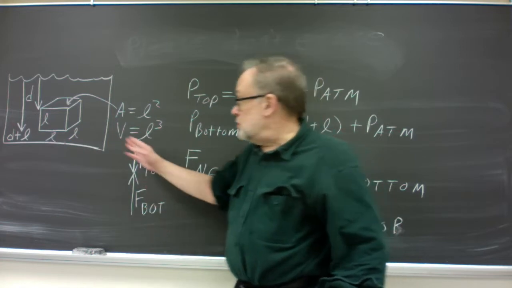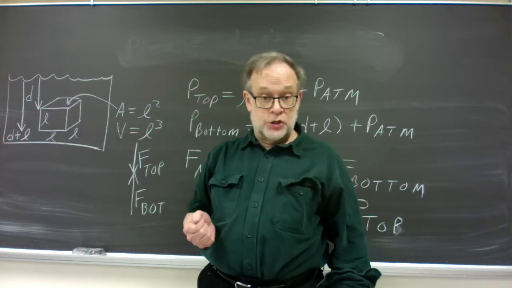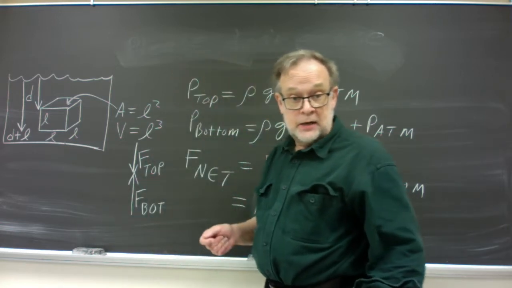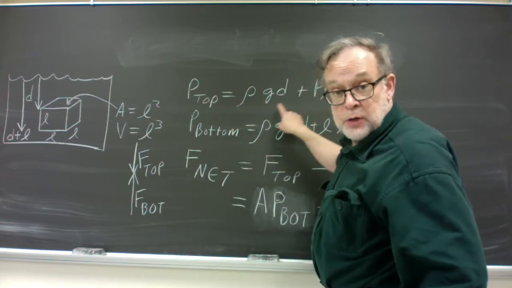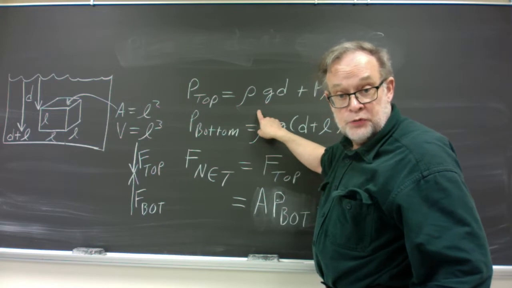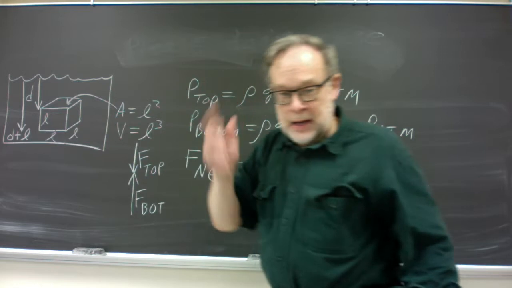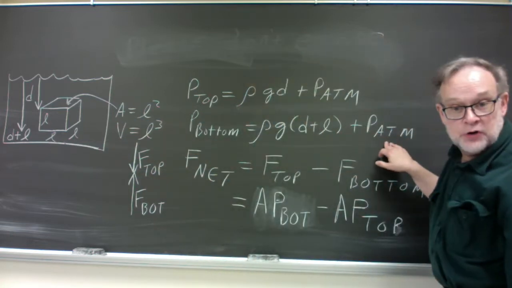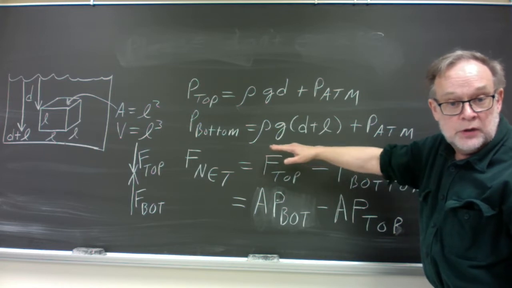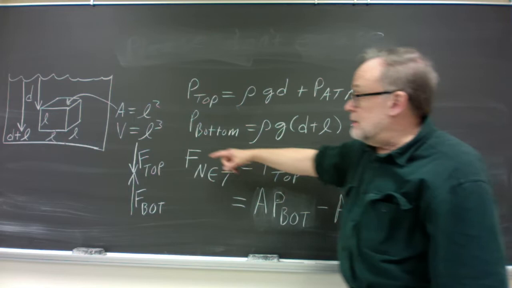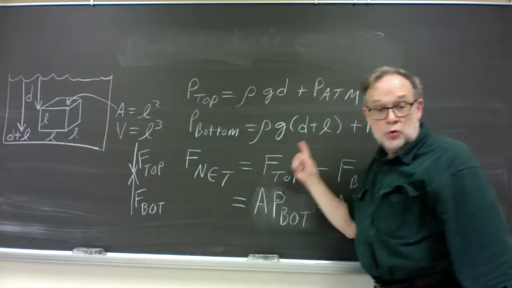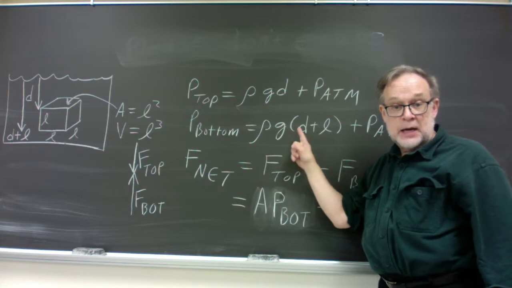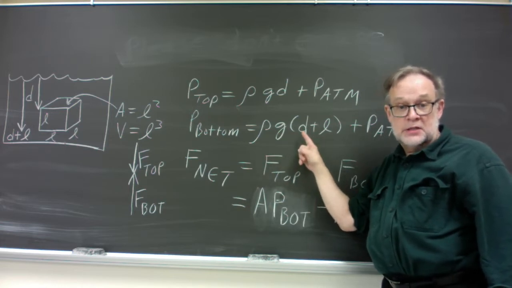Since those forces are distributed over the top and bottom surface areas, we can associate those forces with pressures. The fluid pressure at the top side of the cube is just the atmospheric pressure plus the pressure due to the fluid, d meters deep. And similarly, the pressure at the bottom side of the cube is just atmospheric pressure plus the pressure due to the fluid, being at a distance d plus L meters below the surface. Right? The pressure due to the fluid is always density times g times depth, and on the bottom side of the cube, the depth is d plus L.